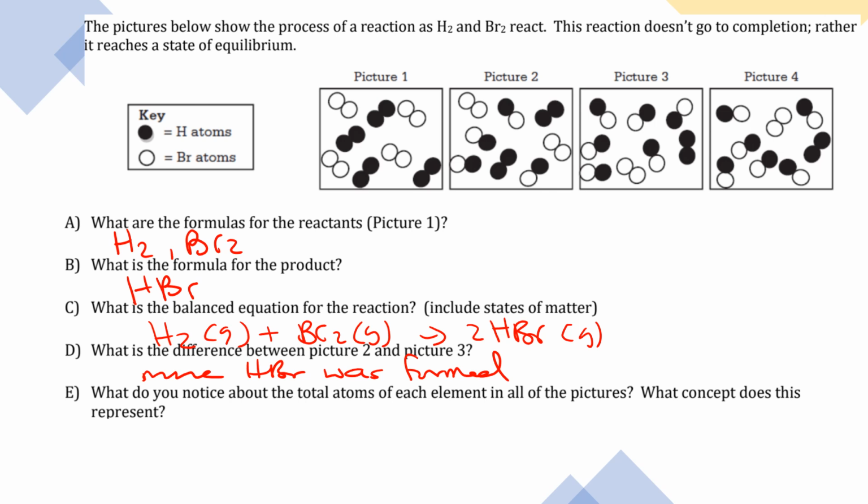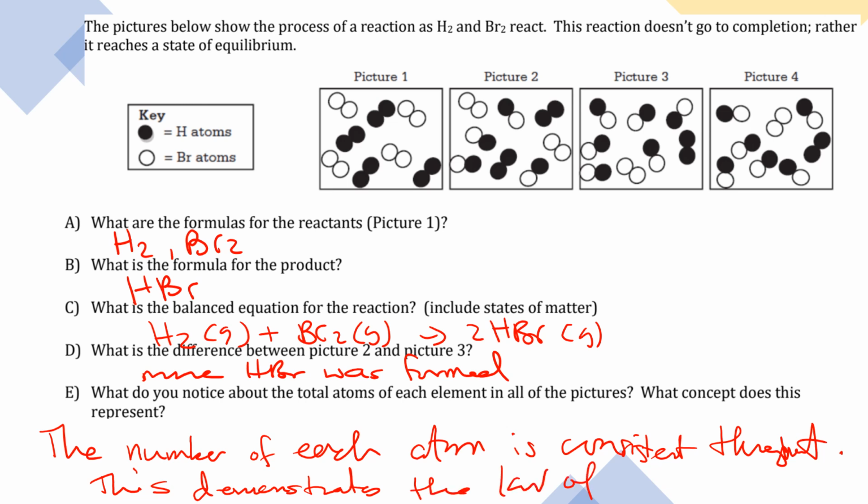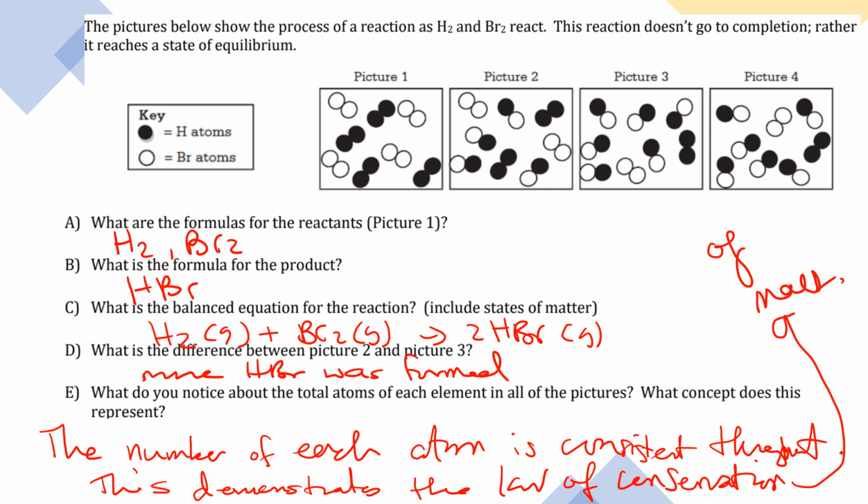What do you notice about the total number of atoms of each element in all the pictures? What concept does it represent? The number of each atom is consistent throughout. This demonstrates the law of conservation of mass.